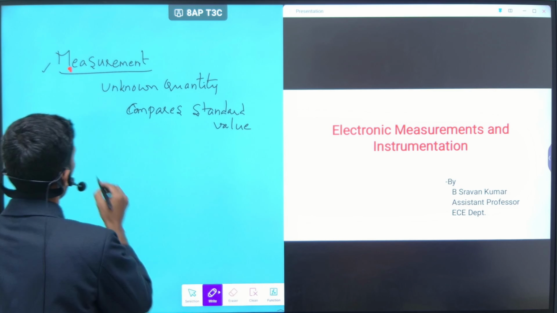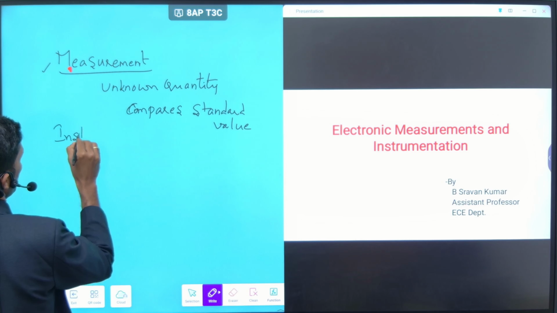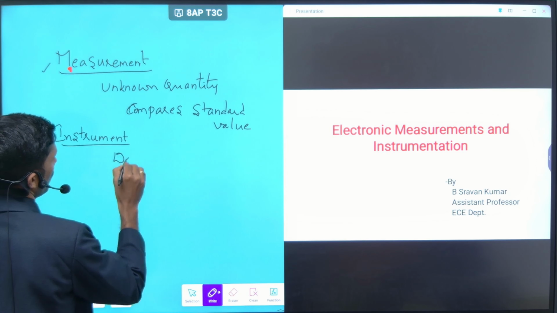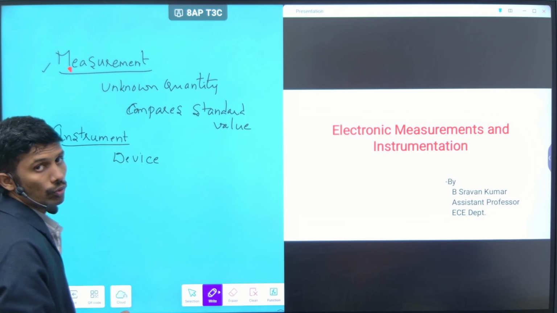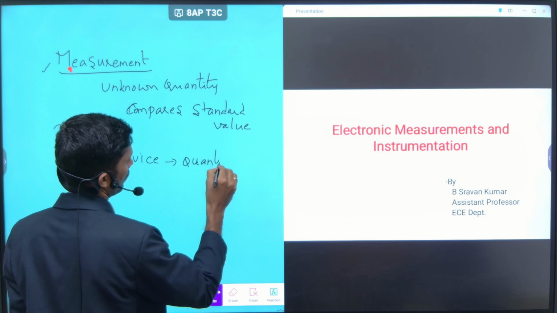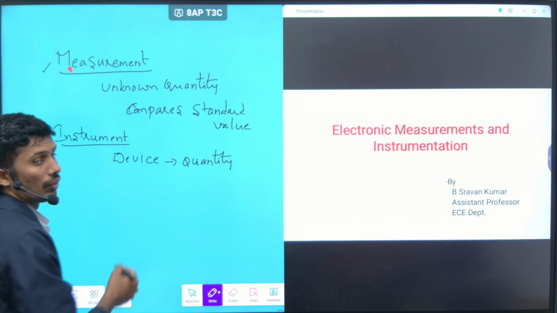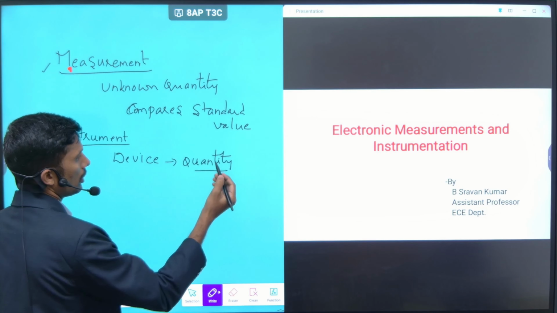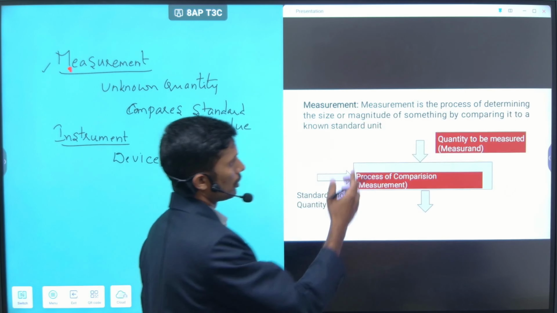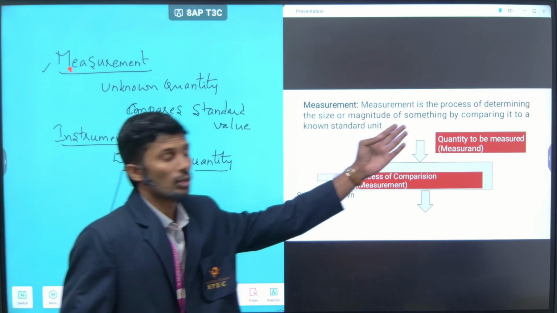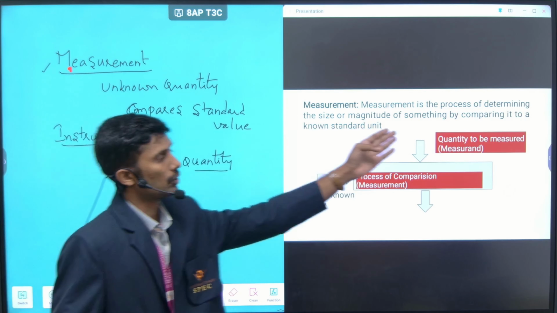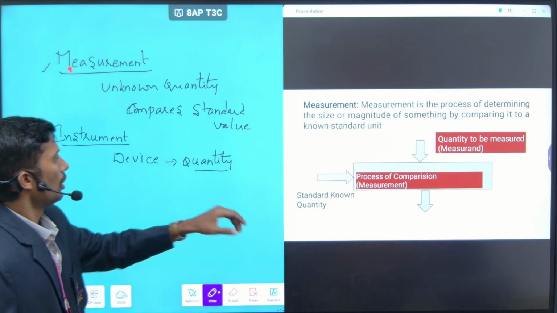So next, what is meant by instrument? An instrument is a device we can use to measure any type of quantity. So this is the definition of measurement: measurement is the process of determining the size or magnitude of some unknown quantity by comparing it with the known standard quantity.